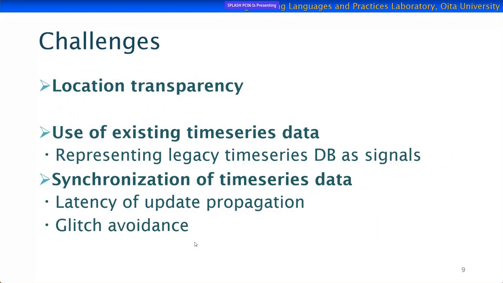We identified the following challenges to realize distributed persistent signals. The first one is location transparency. The second one is making use of existing time series data. For example, many legacy time series databases exist, and it is necessary to represent them as persistent signals. The final one is synchronization of time series data. We need to consider the network latency of update propagation and glitch avoidance.